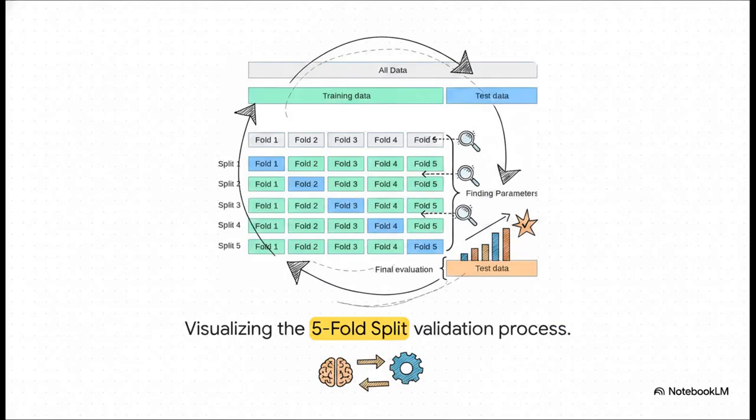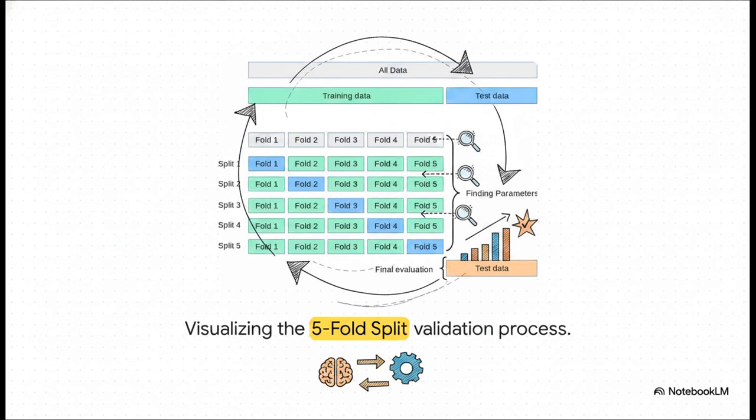If you look closely here, you can see how this plays out for a 5-fold cross-validation. Notice how the validation slice shifts diagonally across the matrix. Across 5 different splits, a different fold gets a turn acting as the test data, while the rest of the data is used for training. By rotating through the data exactly like this, we get 5 different performance scores.